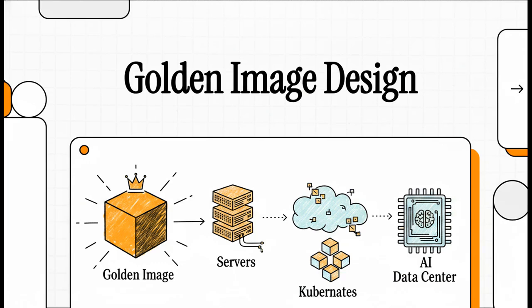Welcome to today's Explainer. We're diving into the absolute core technology behind scaling large enterprises, cloud platforms, Kubernetes clusters, and even those cutting-edge AI data centers. I'm talking about the golden image. If you've ever wondered how tech giants go from managing 10 servers to thousands without breaking a single sweat, well, you're in exactly the right place. We are going to unpack exactly how that standardization works.